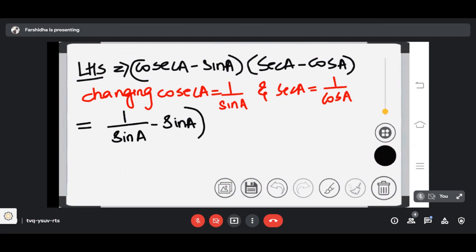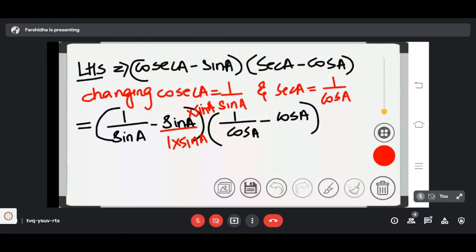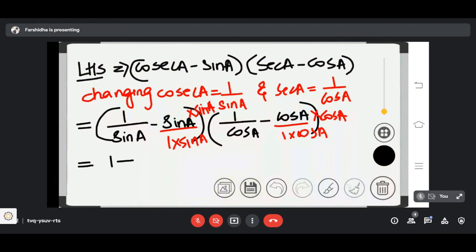So in the next step you can write, instead of cosec A, I'm writing 1 by sin A minus sin A. This is in the bracket. Again sec I'm changing as 1 by cos A minus cos A. Now taking the LCM. See here, into sin A into sin A, numerator and denominator, so that the denominator will be same. Here into cos A into cos A, both numerator and denominator. Now the next step will be 1 minus, see here, sin A into sin A, sin square A divided by what is the common denominator, sin A, sin A.